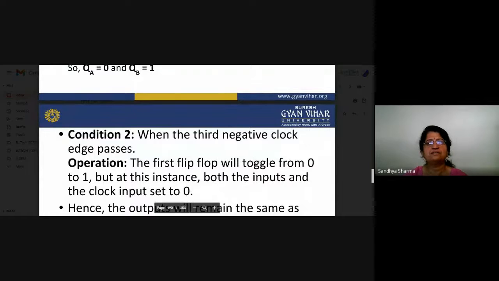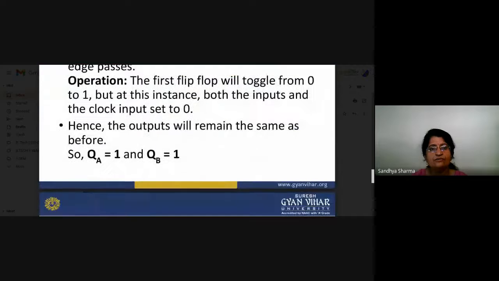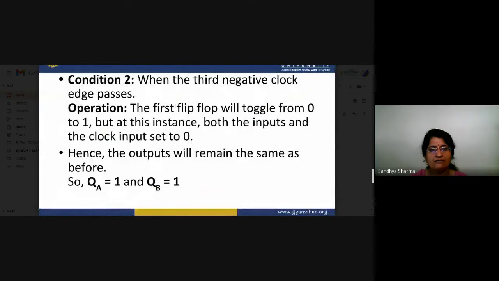Now what will happen at the third negative clock pulse? When the third negative pulse arrives, the first flip flop will toggle again, and it will be at 0, so it will switch to 1. And at this instant, both the input and clock input are set to 0. So when both the inputs are 1 1, after that the output will remain the same as before. So there is a sequence 0 0, 0 1, 1 0 and 1 1.